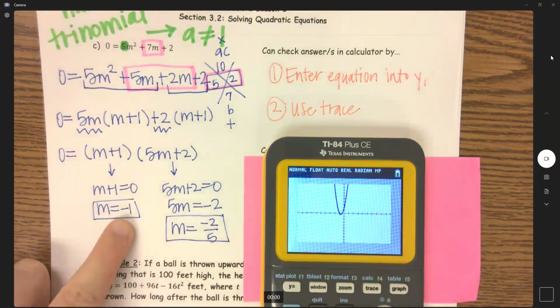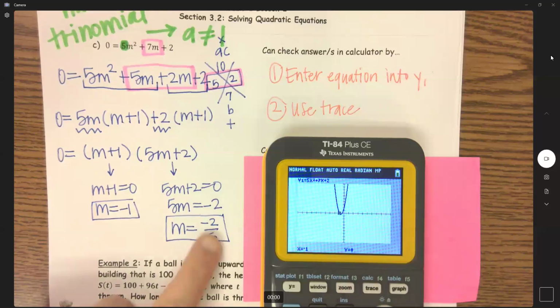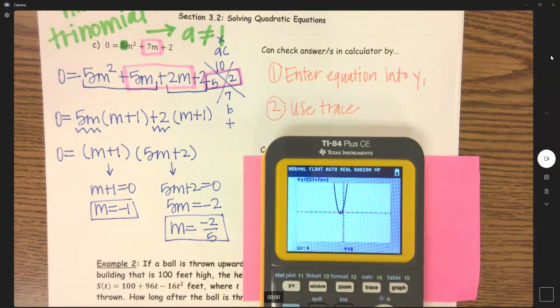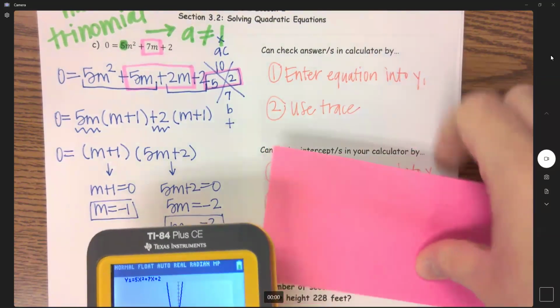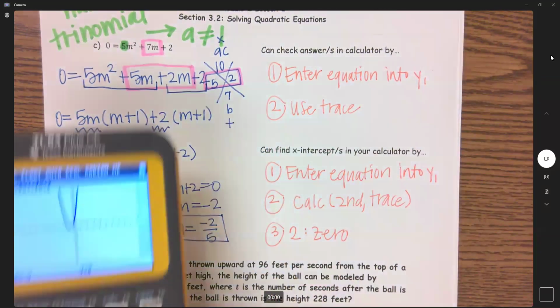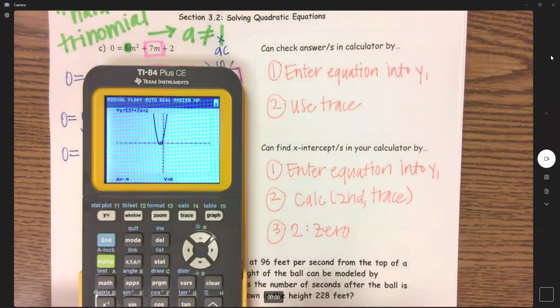So when I do trace, which is right here, trace, -1, hit enter, I get a y of 0. I can do -2 divided by 5, and I get also 0. So use that trace to verify your answers if you don't want to just plug them in. Now, when these are factorable, really, we can just use our calculator to find the x-intercept by using these steps here.